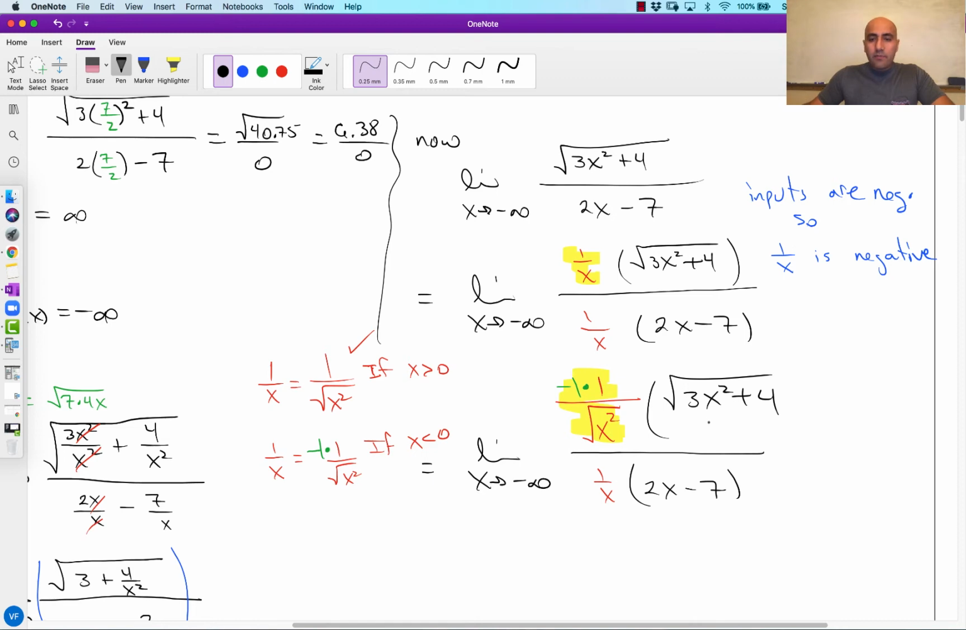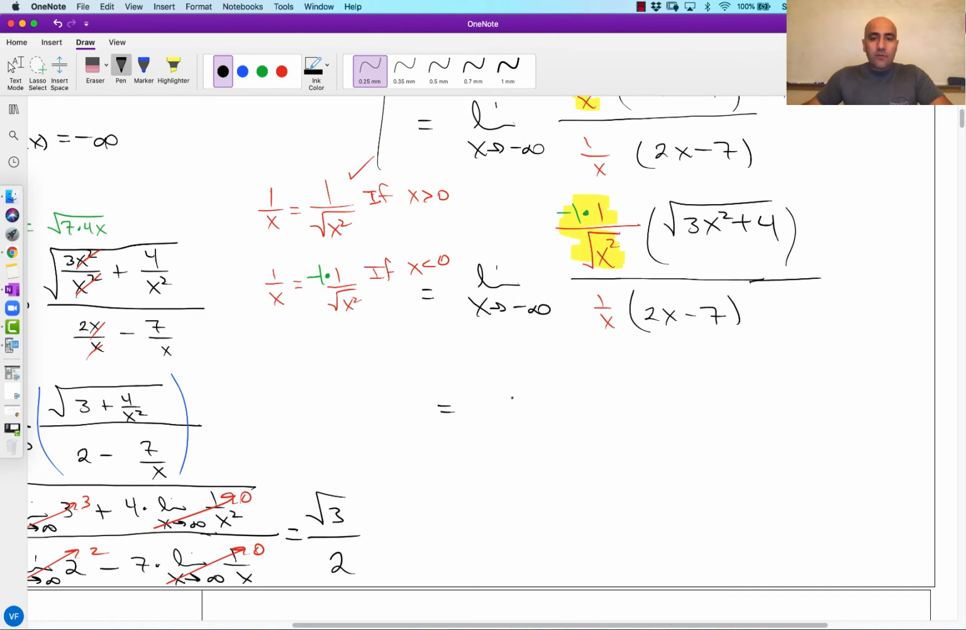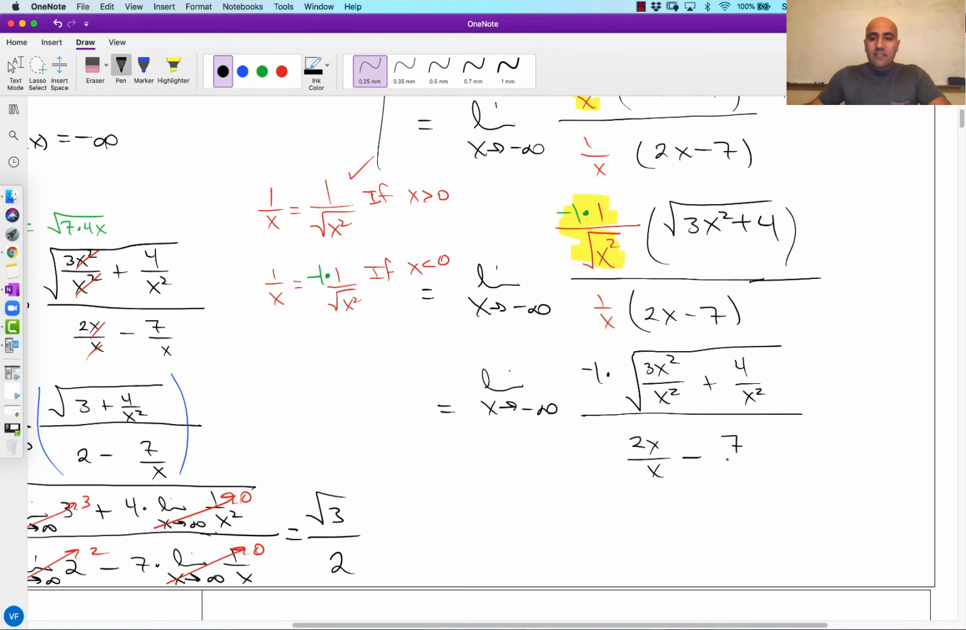And now I'm just going to think about this part to get tucked inside the square root. So that means that this is equal to the limit as x approaches negative infinity of negative 1 times, and then I'll have 3x squared over x squared plus 4 over x squared inside the square root. And all of that gets divided by 2x over x minus 7 over x. And so a bunch of stuff will cancel, just like before. That cancels. That cancels. And then this cancels. And so we know that we can use our limit properties to rewrite this.